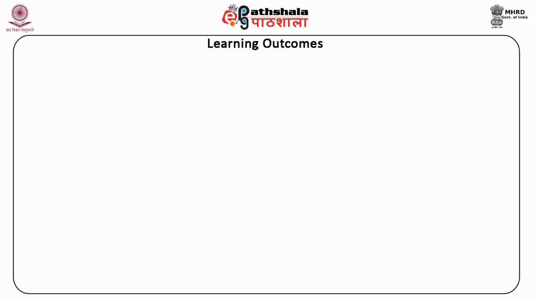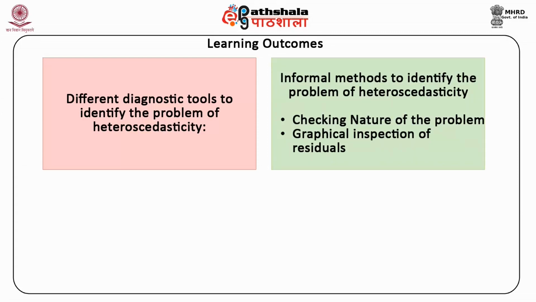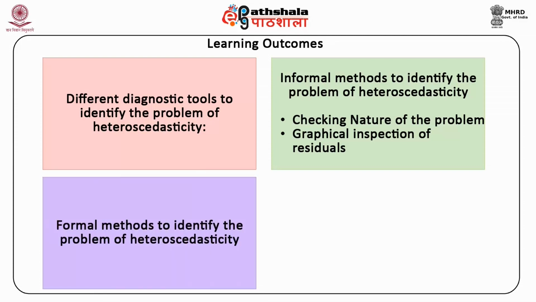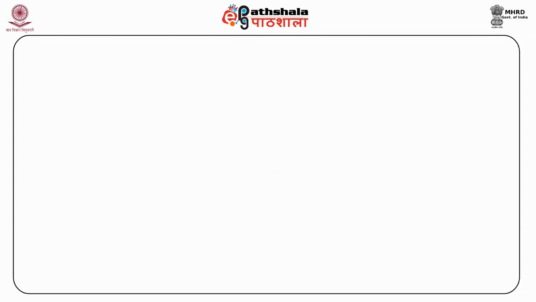After studying this module, we shall be able to understand different diagnostic tools to detect the problem of heteroscedasticity: the informal methods to identify the problem, which are checking the nature of the problem and the graphical inspection of residuals; and the formal methods to check for heteroscedasticity, such as Park test, White's test, Spearman's rank correlation test, Breusch-Pagan test, etc.